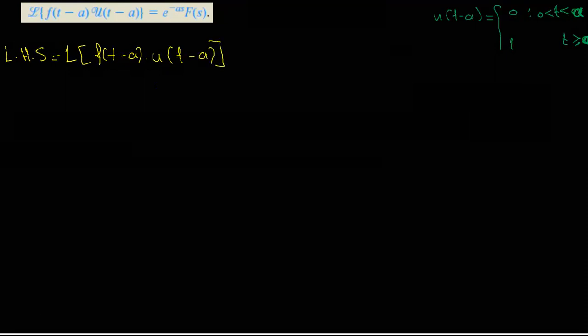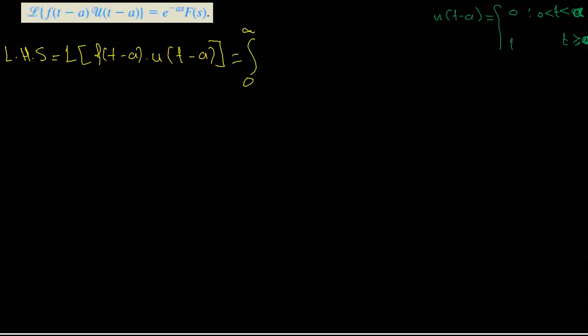How to find the Laplace of this product? By integrating. Yes. So it equals the integral from 0 to infinity of e to the negative st times my function f of t minus a times u of t minus a, dt. Now you have two different values for this function, 0 or 1.